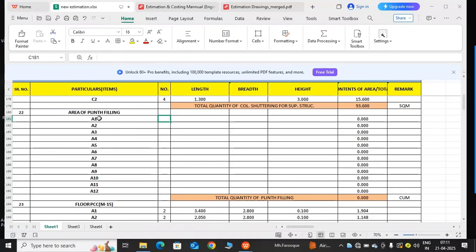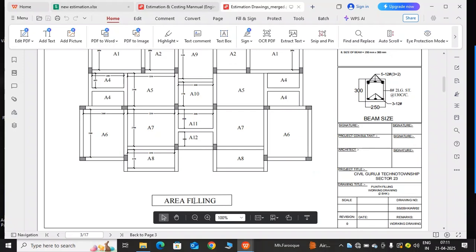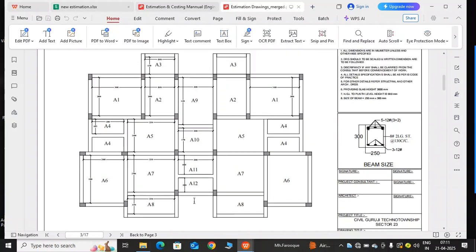Next, we have area of plinth filling. If we want to calculate the estimation of area of plinth filling, we need the AutoCAD drawing. I'm coming to open the AutoCAD drawing. Look at this, here it is written area filling. So we have this plan. Whenever you have the drawing, you might face area filling.